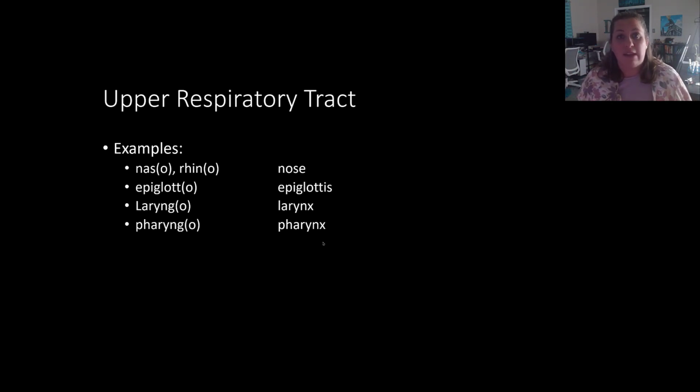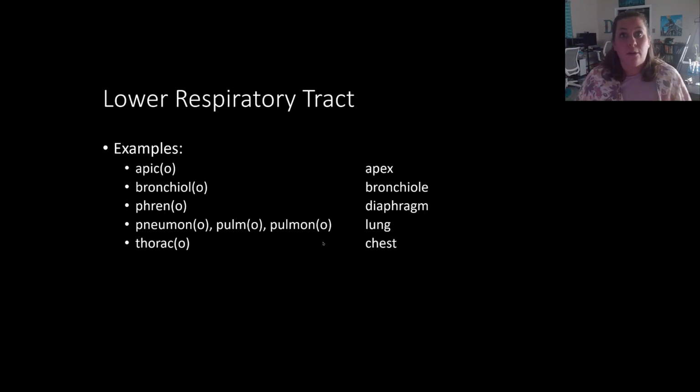All right, and so this is just giving some examples of the upper respiratory tract combining forms. Of course, there are more, but these are just some. All right, so for the lower respiratory tract, we have apico, which means apex, so like the point. We have bronchiole, which is going to talk about the bronchioles, the tiny little tubes in the lungs. We then have phreno here, which is talking about the diaphragm. You have pneumon, pulm, and pulmon for dealing with the lung itself. And then you have thoraco, which is talking about the chest or thoracic cavity, which is your chest cavity. So again, these are not all of them, but these are just some that can be used for the lower respiratory tract.